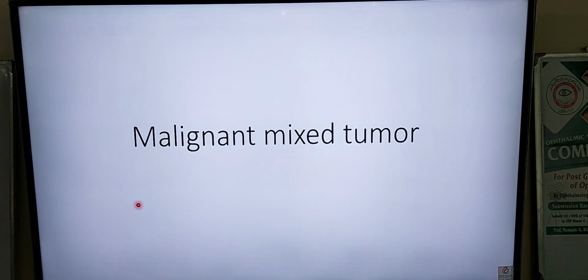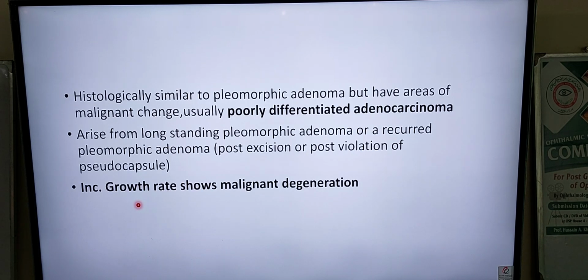Malignant mixed tumor of the lacrimal gland. Histologically, it is similar to pleomorphic adenoma, but it may include areas of malignant change. Usually adenocarcinomatous changes may be found. If the pleomorphic adenoma is very long standing or it has recurred, then malignant element may start to develop in it. अगर कोई प्लियोमॉर्फिक एडिनोमा है और उसकी ग्रोथ बहुत ज़्यादा रैपिडली हो रही है तो हमने उसमें malignant change सस्पेक्ट करना है.